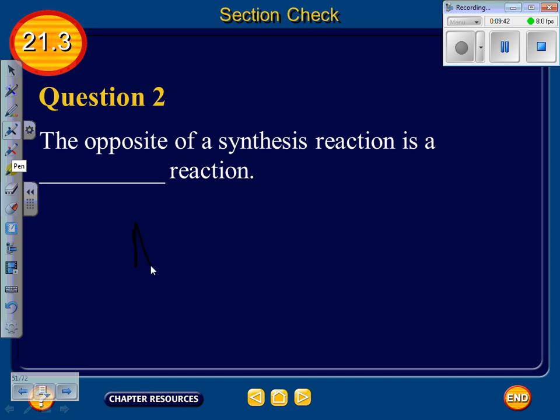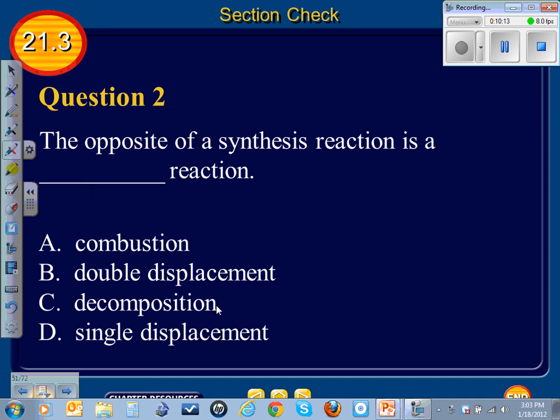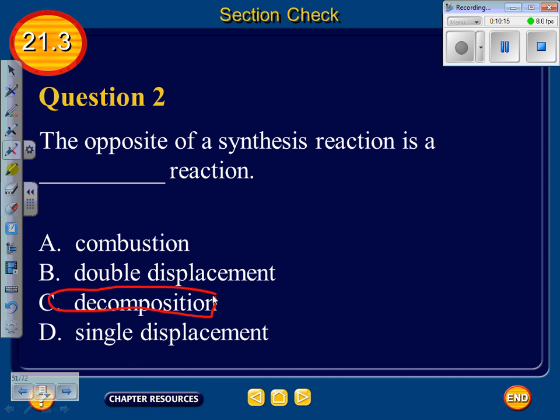Question 2. The opposite of a synthesis reaction is a blank reaction, and in this case we'd have something like AB decomposes, or yields, A plus B. This type of reaction is a decomposition reaction. The correct choice in this case would be decomposition, letter C.